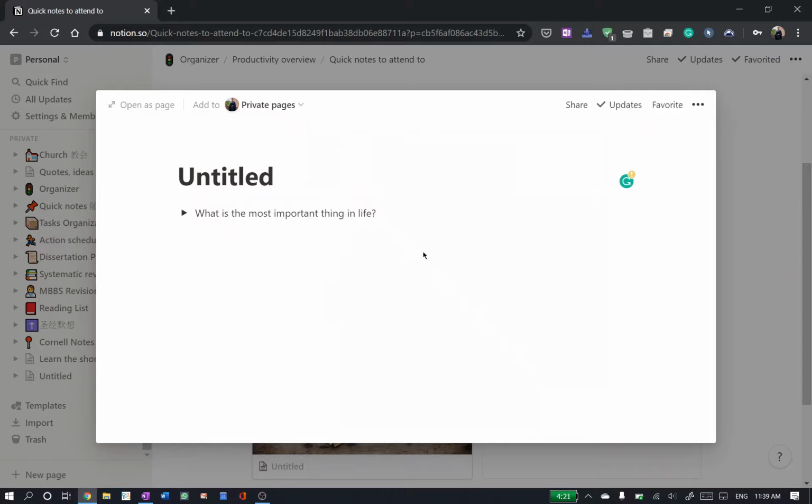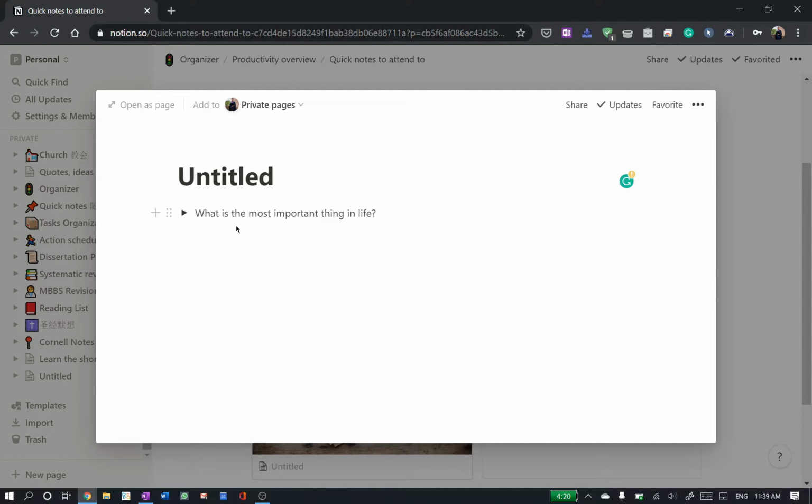Hello, so today I'm going to talk about the toggle function in Notion, but in OneNote. One of the most important and impressive things about Notion is that it has a toggle function which hides all the subpoints of a major point.